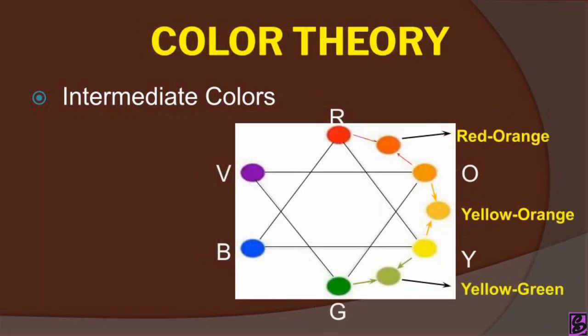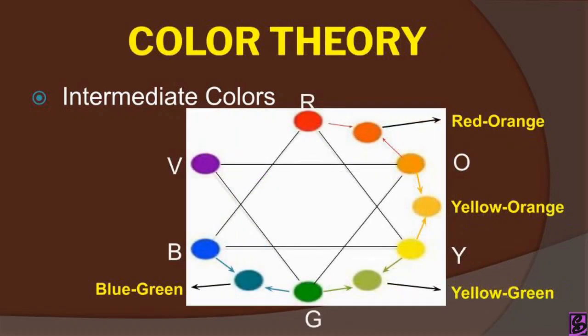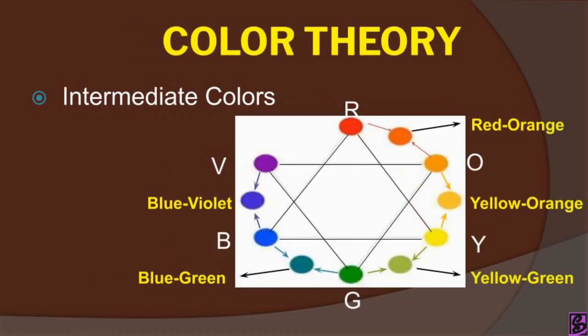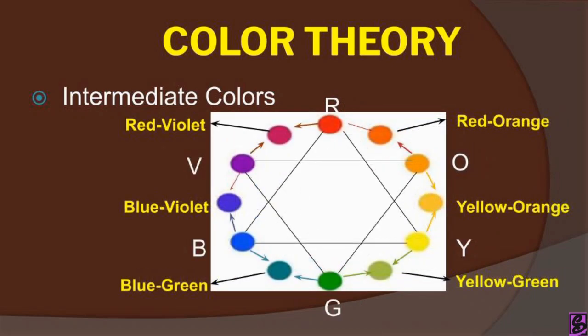Here, the intermediate color is yellow-green, which is the combination of yellow as the primary color and green as the secondary color. Now, another intermediate color is blue-green, with the combination of blue and green as primary and secondary color. Then blue-violet is another intermediate color, with the combination of blue as the primary color and violet as the secondary color. Then the last intermediate color is red-violet, with the combination of red primary and violet secondary.